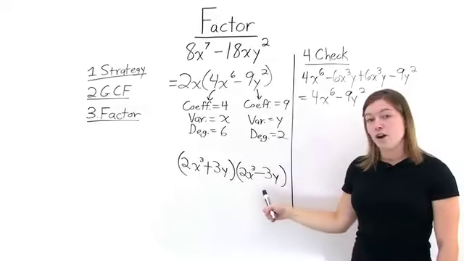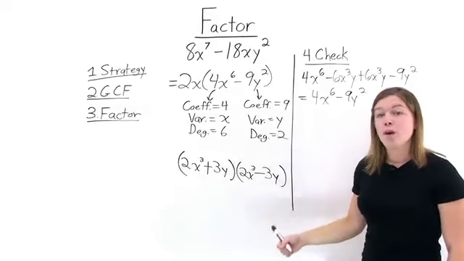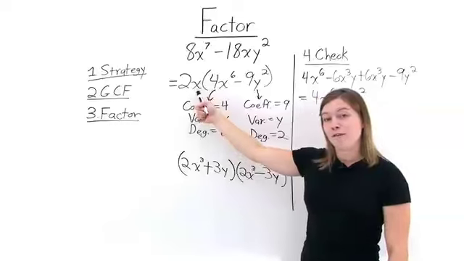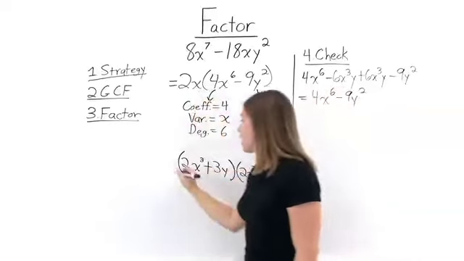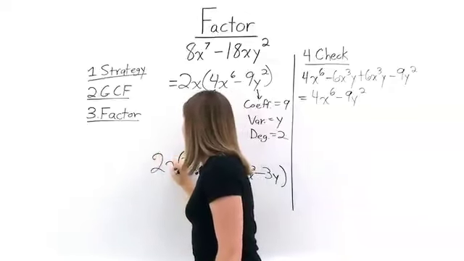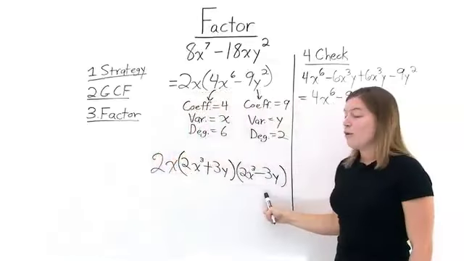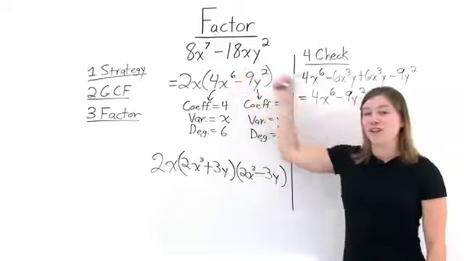But this is not our answer. Remember, we first factored out a greatest common factor of 2x, so we need to remember to bring that down in our answer. We just write it out front, and now we have fully factored our original polynomial.